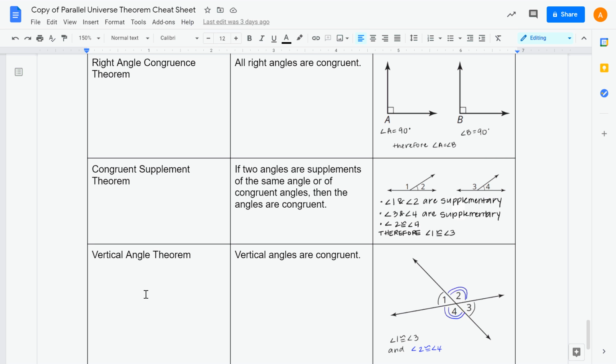Lastly, our vertical angle theorem states that vertical angles are congruent, and here's that diagram to show you where we see vertical angles. Angles 1 and 3 are vertical, which means that they are congruent and same in measure. Same with angles 2 and 4. Remember that vertical angles only happen in this cross-like visual, and those angles will lie directly across from each other.